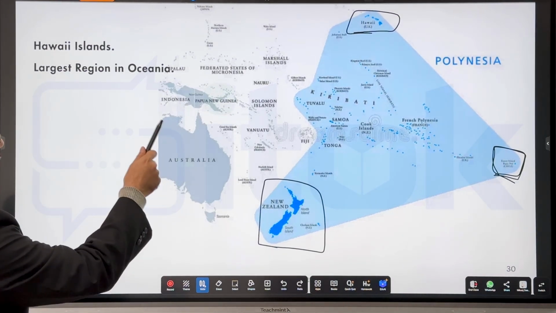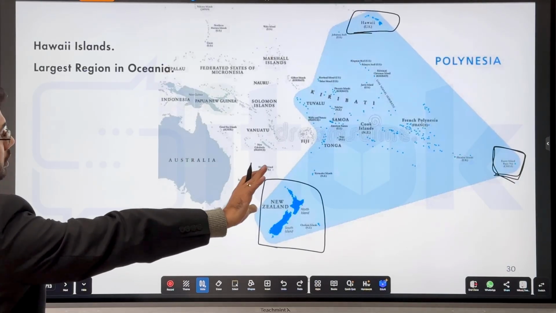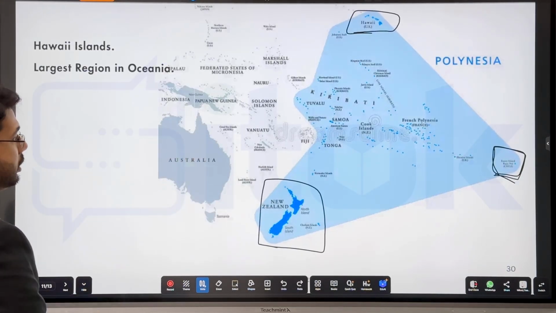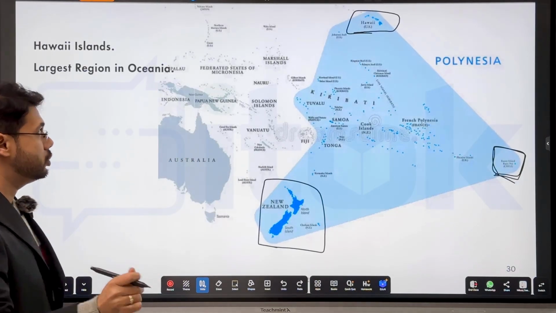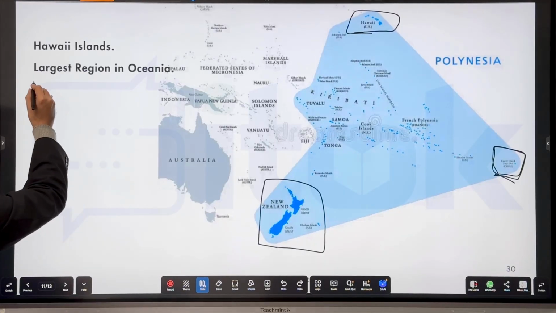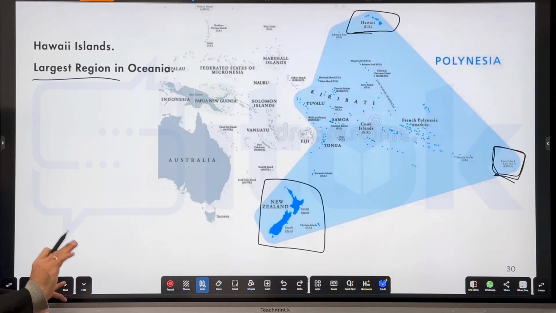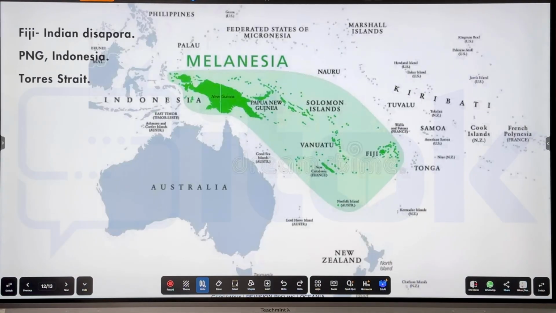So Hawaii we have in the north, New Zealand over here, and Polynesia is the largest sub-region of Oceania. You just need to remember that it is the largest region in Oceania. That's it. You don't have to remember anything else.